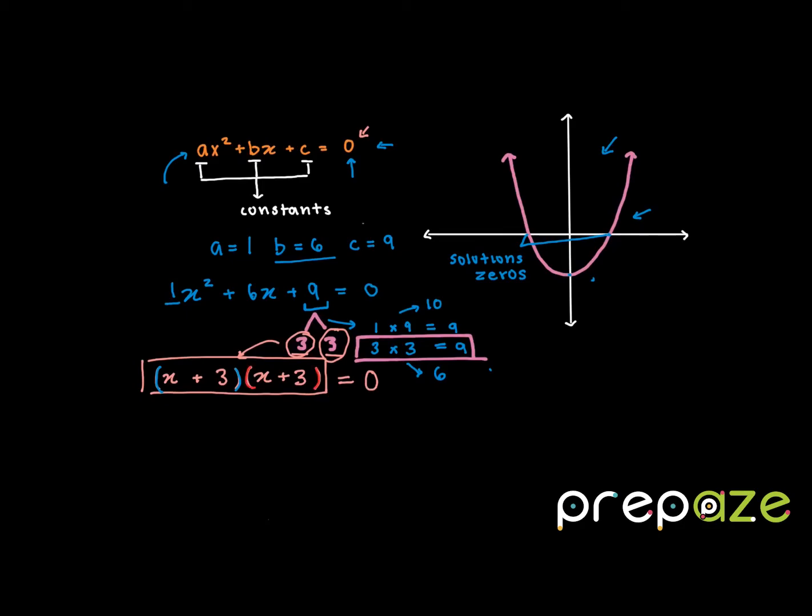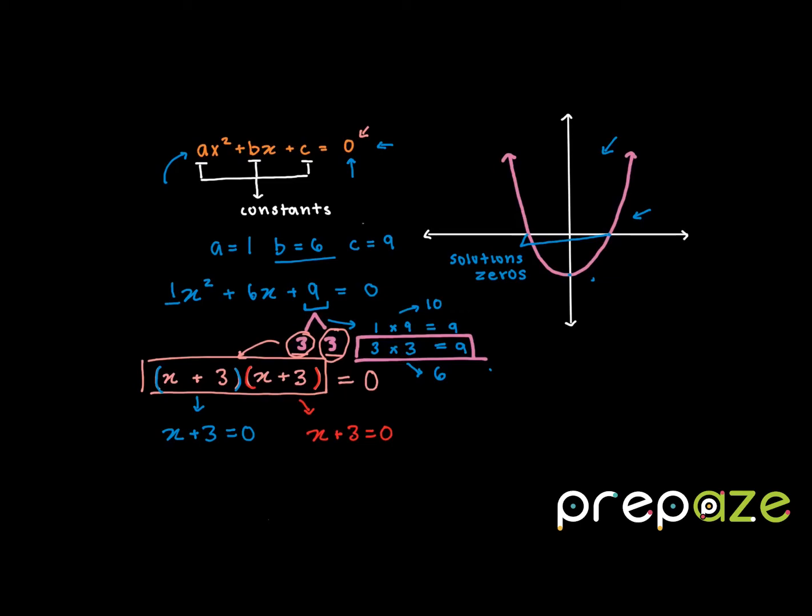So what I'm going to do first is look at this first set, x plus 3, and set just this x plus 3 equal to 0. And I'm going to do the exact same thing over here. I'm going to set this x plus 3 equal to 0. Now, in this case, we're looking at a problem where both of our factors are 3, and so both of our solutions are going to come out to be the same. However, this might not always be the case. In this case, it just works out to be like that.